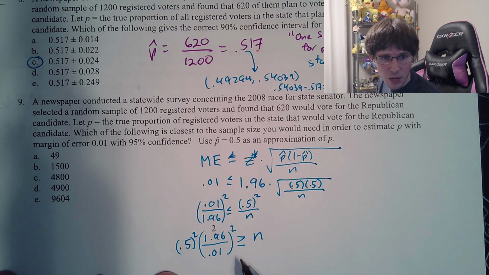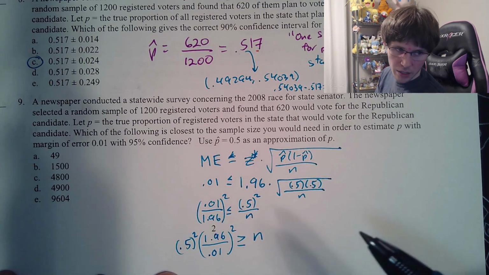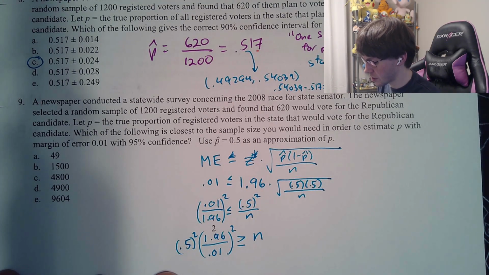So if you notice, we're going to round up no matter what on this one, because you can't make the sample size smaller. So whatever number we get here, we're going to round up, even if it's like, I don't know, 4,799.1. We're going to round up that 0.1. We always round up for these questions because of that greater than or equal to.